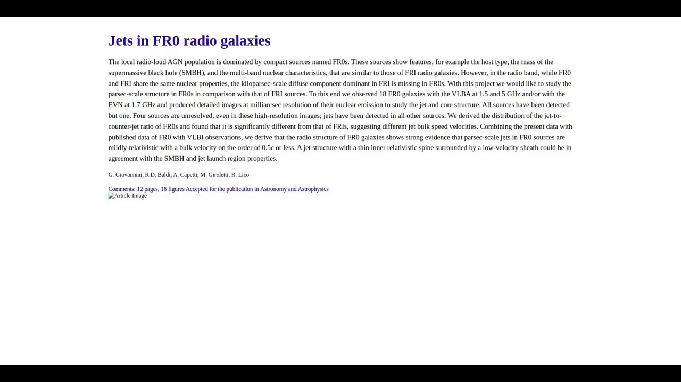Next article. Jets in FR0 radio galaxies. The local radio-loud AGN population is dominated by compact sources named FR0s. These sources show features, for example the host type, the mass of the supermassive black hole, and the multi-band nuclear characteristics that are similar to those of FR I radio galaxies.